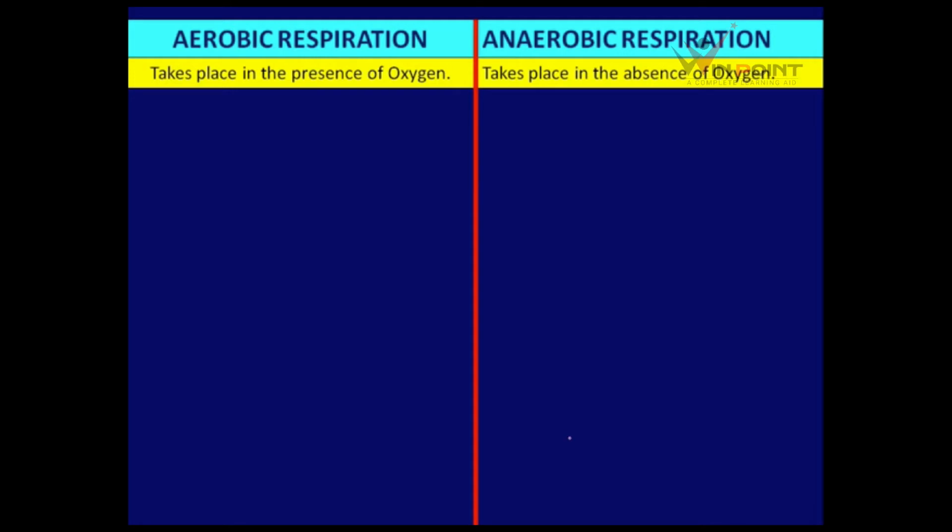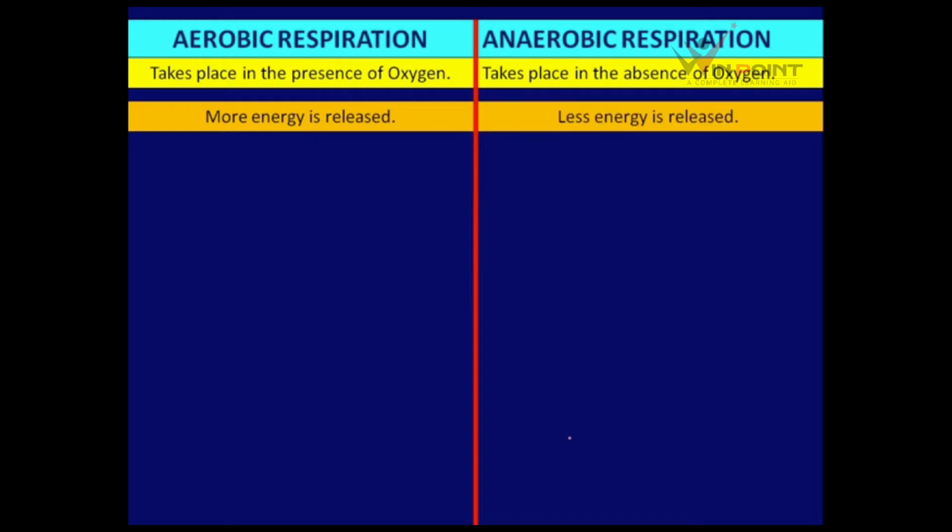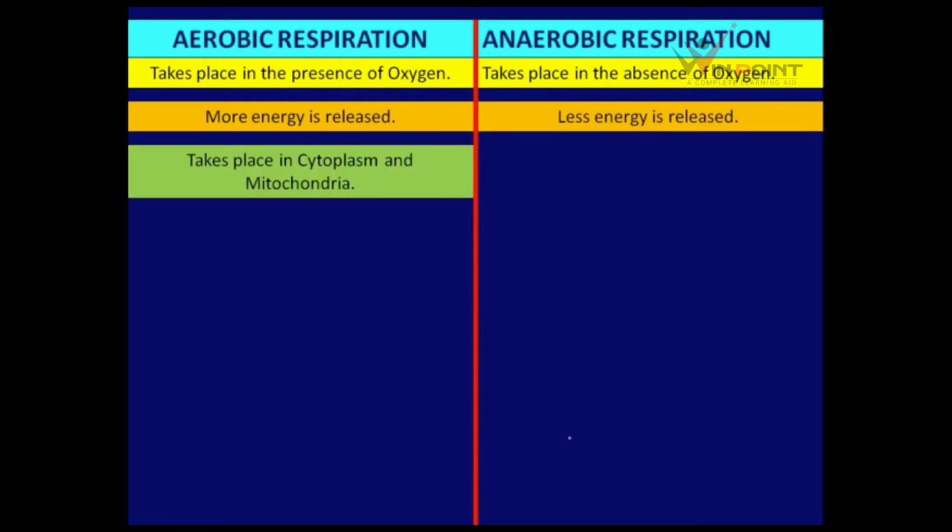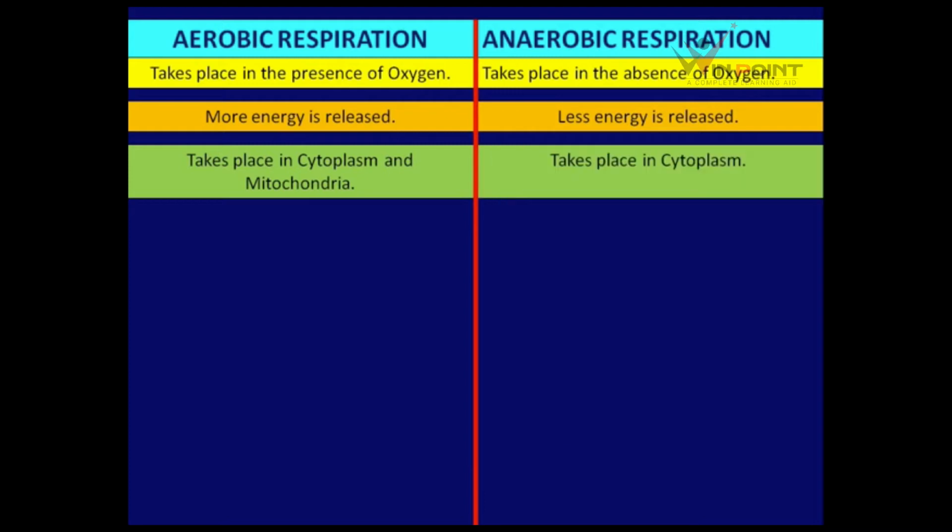In the process of aerobic respiration, oxygen is required. In anaerobic respiration, oxygen is not required. In aerobic respiration, more energy is released, whereas in anaerobic respiration, less energy is released. Aerobic respiration takes place in the cytoplasm and mitochondria of a cell, whereas anaerobic respiration takes place in the cytoplasm of the cell.